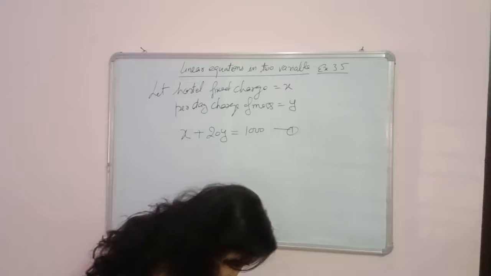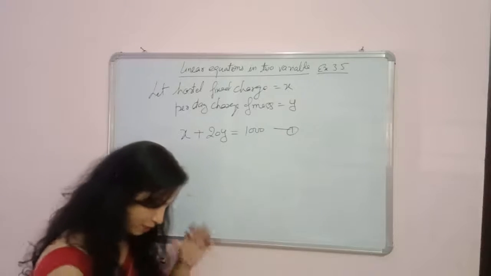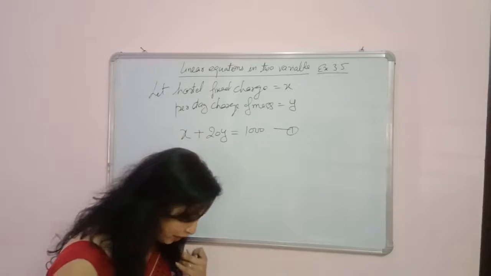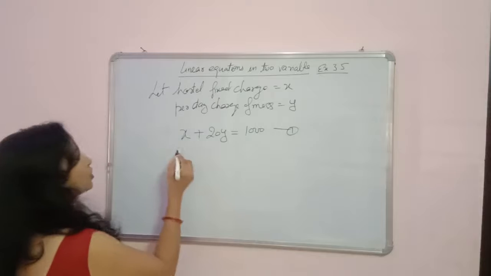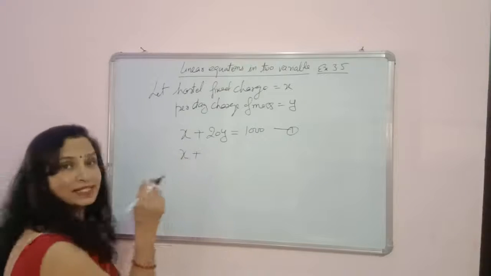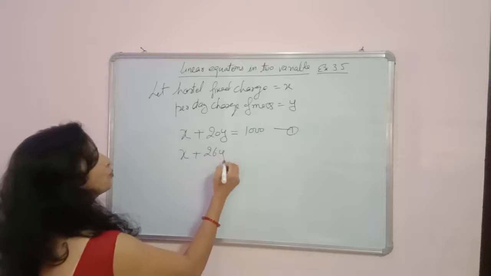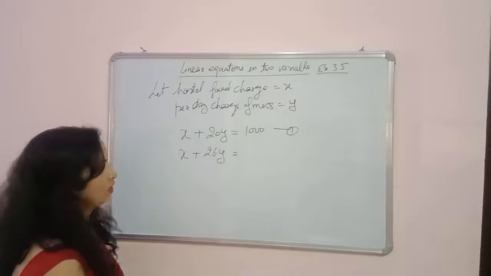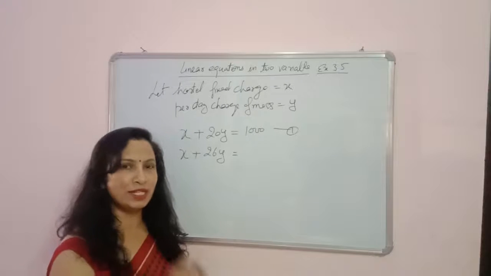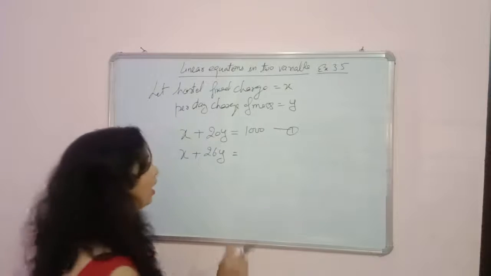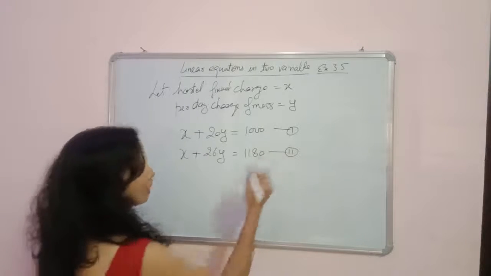Second one is, where student B takes the food for 26 days and pays rupees 1180. For these 26 days, again student B has to pay this fixed charge, that is X, and for the 26 days he has to pay 26y rupees, because 1 day charge for the food is y rupees and for the 26 days it will be 26y, and this total payment is 1180. This is the second equation.